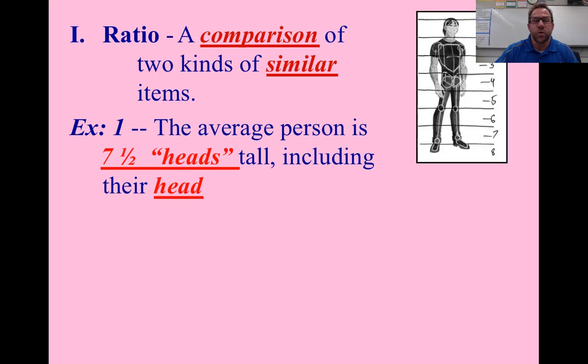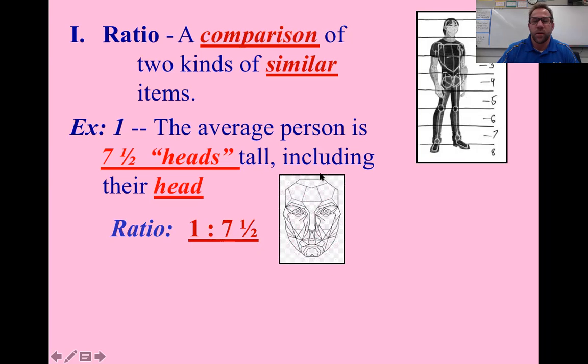Okay, so that's a ratio. We're comparing a person's head to the entire length of their body. So we're comparing similar items. We're comparing a human head to the entire human body. Two kinds of things that are similar or have something to do with one another. All right, so our ratio would be 1 to 7.5, right? So we would be comparing one human head to 7.5 human heads. So it's a ratio of 1 to 7.5. You could measure someone's height by 7.5 of their heads.